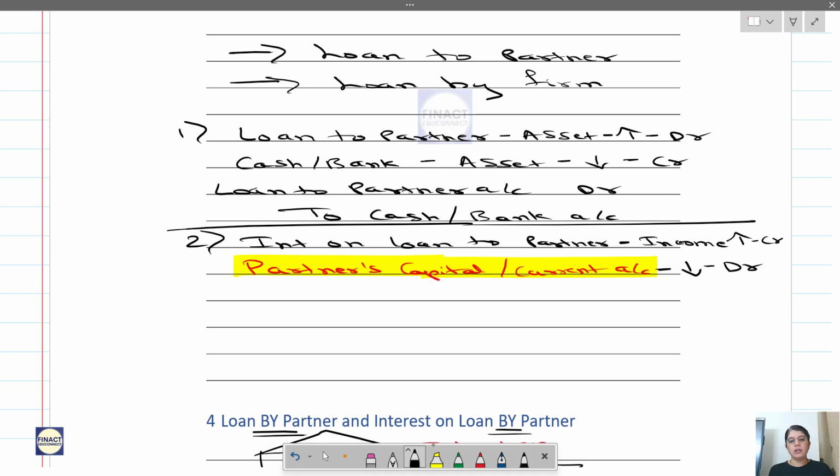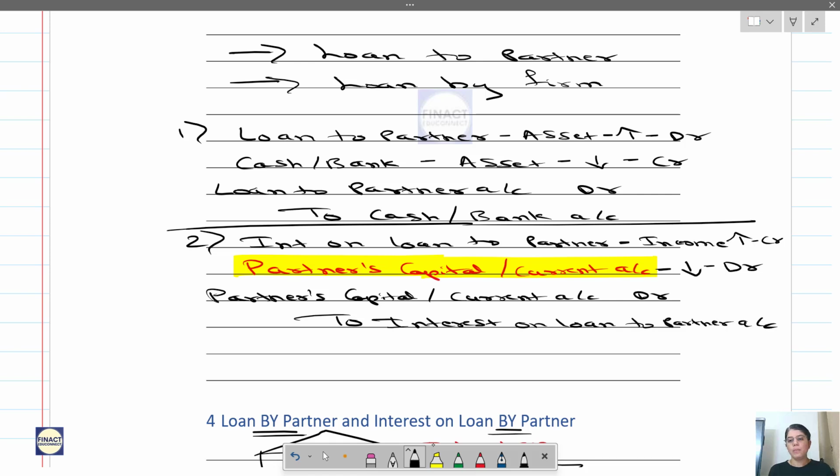So the journal entry will be partner's capital or current account debit to interest on loan to partner account. Now let's say if we have received interest on loan to partner, we have received this interest from the partner, then what will be the entry?